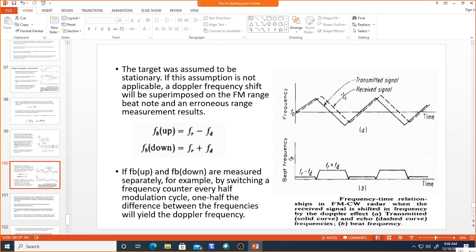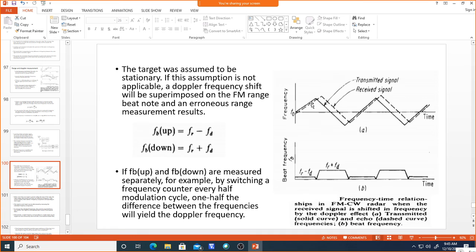So now we can see here what the received signal and the transmitted signal are, and with respect to the transmitted signal, how much deviation occurs here. Based on the deviation, whether it is moving away or receding, or it is approaching, this beat frequency will be generated. So you can see here the frequency-time relationship in FMCW radar.